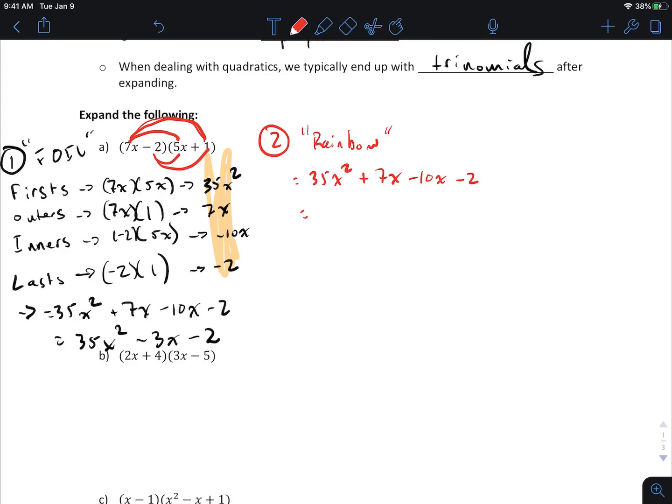So it's up to you which one. You could bounce between the 3 methods, right, and make sure that you're okay doing it. So it's 35x squared minus 3x minus 2. That's good. Okay. The last method I call the table method.